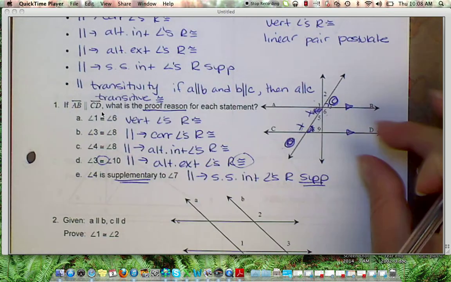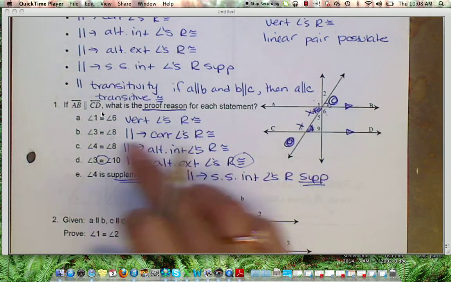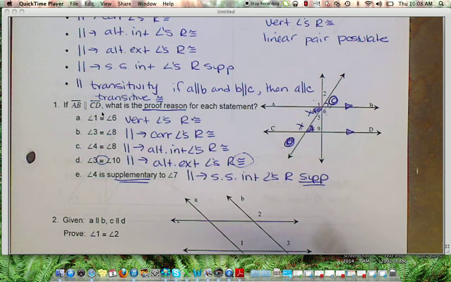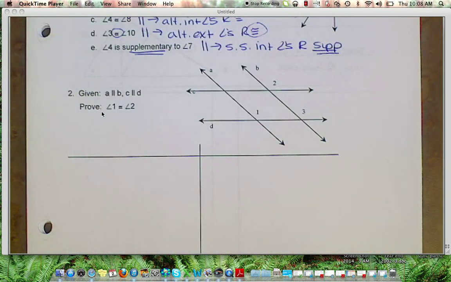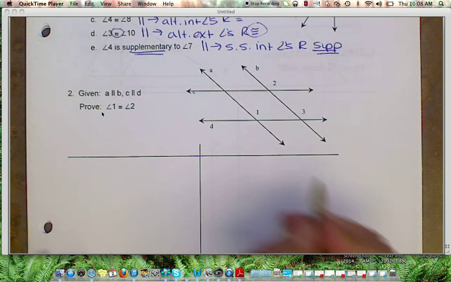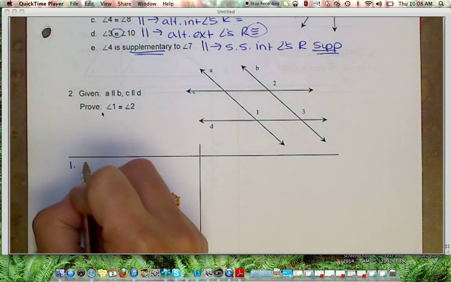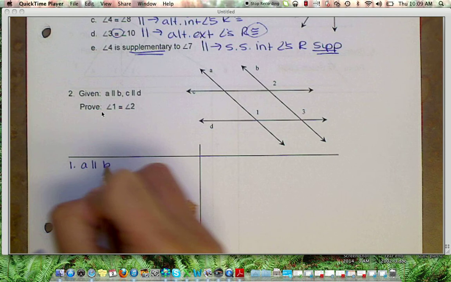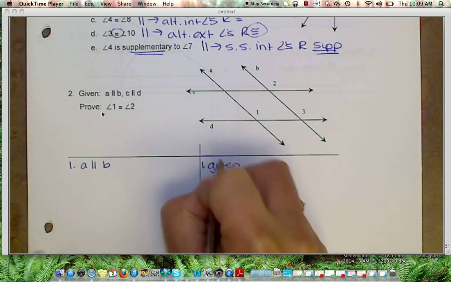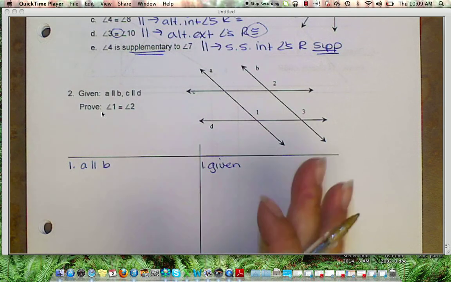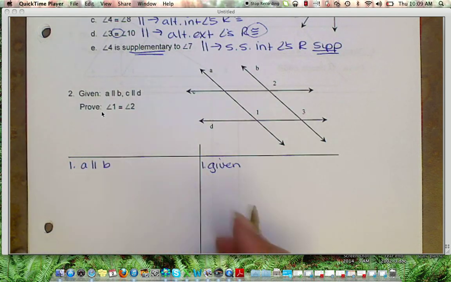Now, once we are able to identify those and write them in a formal proof reason, now we can begin to work through a proof. So the first proof says line A is parallel to line B. In these proofs, we are going to put the givens in as we use them. So I am not going to put all the givens in step 1.